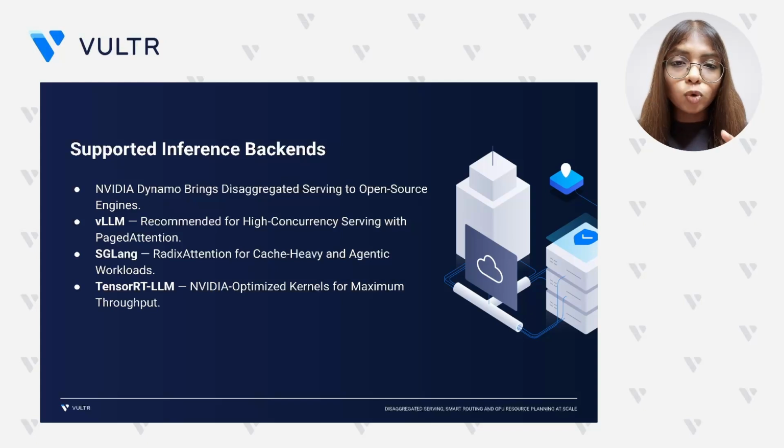It currently supports three. vLLM is the recommended choice for most production serving use cases. Its paged attention mechanism manages KV cache in non-contiguous memory, enabling high concurrency without memory fragmentation, making it well suited for large GPU fleets handling diverse workloads. SGLang, on the other hand, is optimized for cache heavy and agentic workloads through RadixAttention, which efficiently reuses KV cache across shared prompt prefixes.